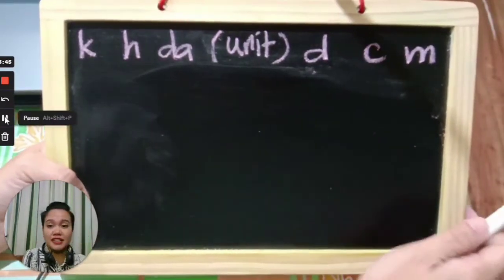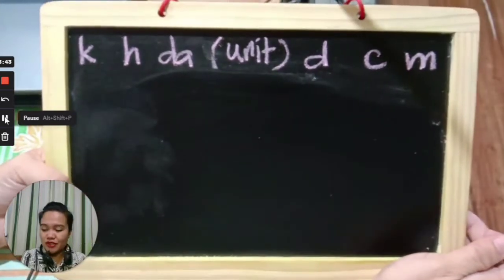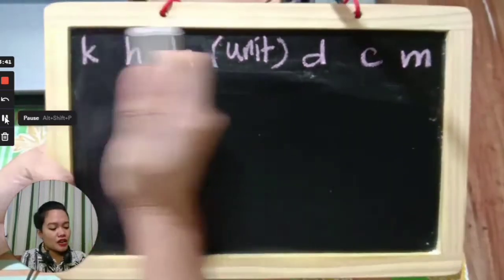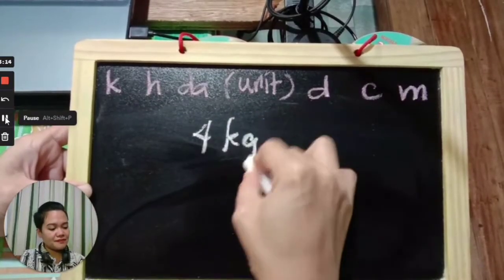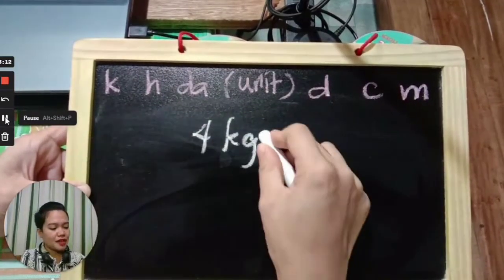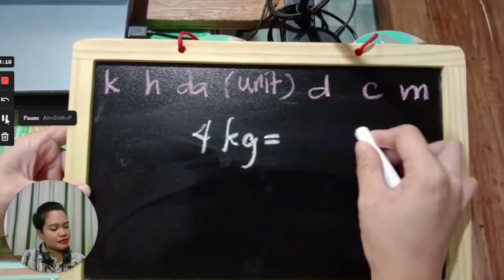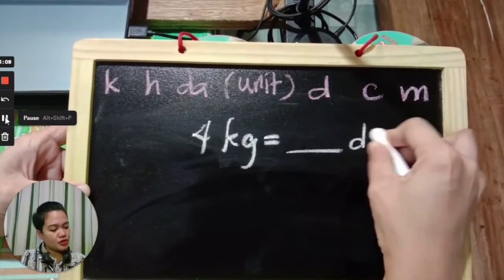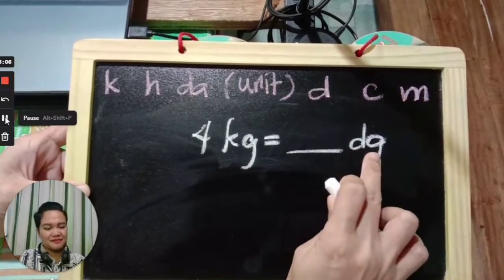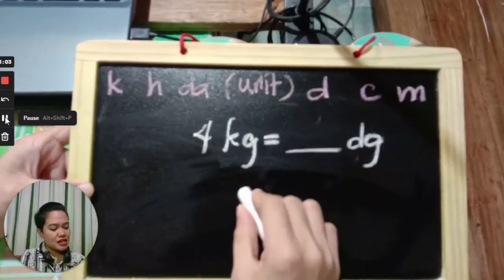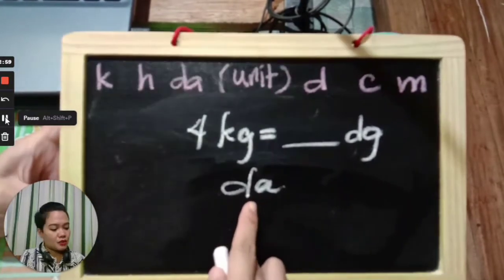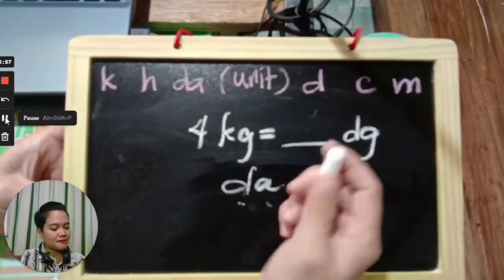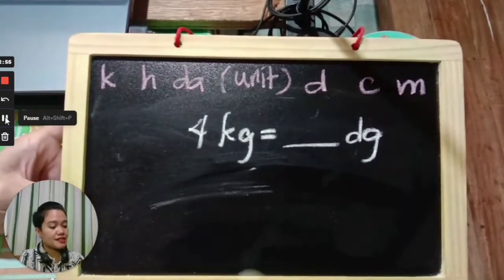Alright, let's look at another example. Now let's move on to the mass. So our unit now would be gram. For kilogram, so K is kilo, how much would that be if we use decigram? D is decigram. Now don't confuse it with deca, because deca will always go with the symbol DA for deca. If it's only letter D, then it's deci.